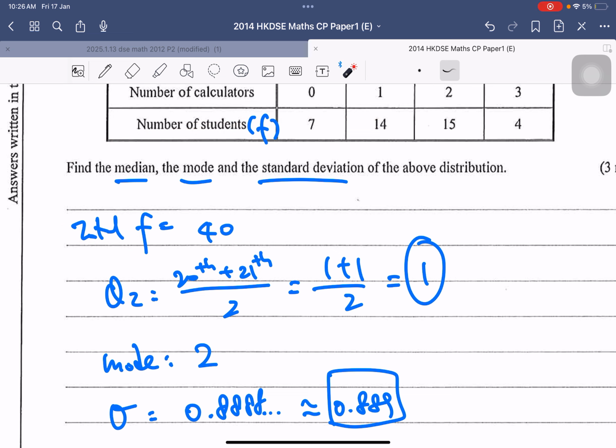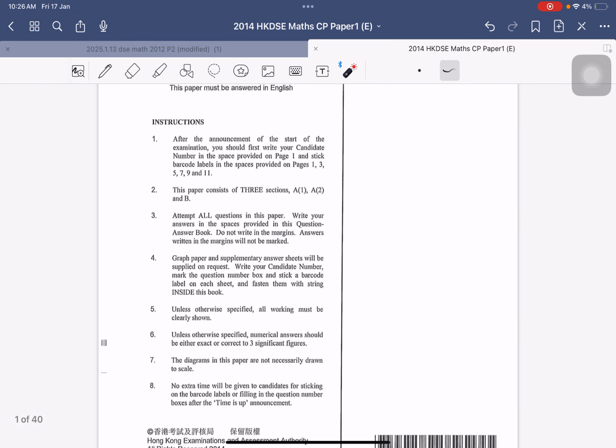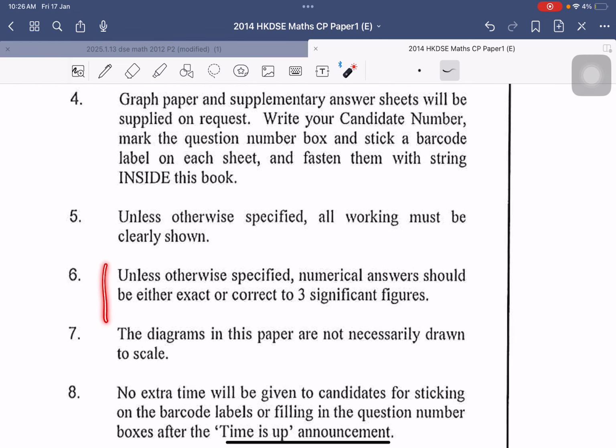But where did we say we need to have 3 significant figures? The cover page. In the cover page, do you see here? Unless otherwise specified, the numerical answer should be either exact or corrected to 3 significant figures. So check your answer is either in 3 significant figures or not. The marks will be deducted if you didn't have the 3 significant figures. Okay?